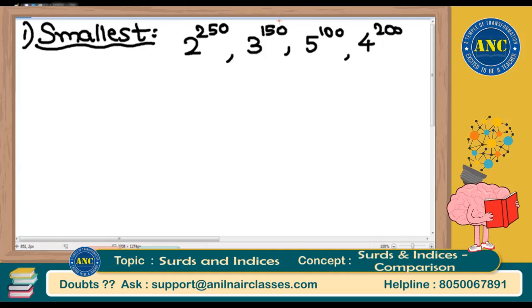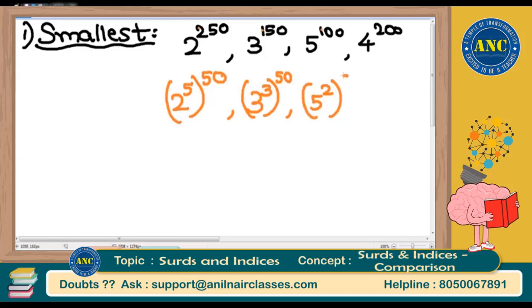Now see here, can I say that 250, 150, 100 and 200 are the powers? Every number in the power is a multiple of 50. So 250 can be written as 2 power 5 whole power 50, because 5 into 50 is 250. 3 power 150 is 3 power 3 whole power 50, because 3 into 50 is 150. 5 power 100 is 5 square to the power of 50, because 2 into 50 is 100. 4 power 200 is 4 power 4 whole power 50, because 4 into 50 is 200.